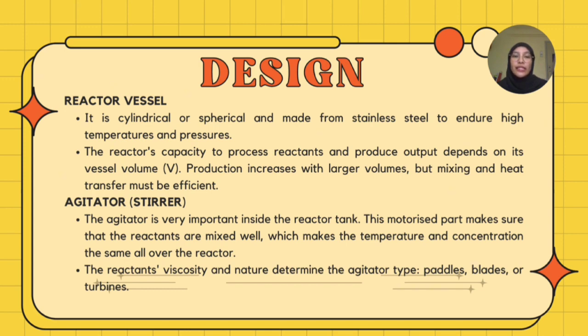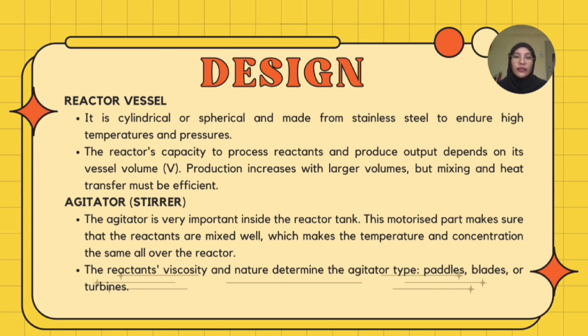The main components of a CSTR include the reactor vessel, agitator, inlet and outlet parts, heating cooling system, sensors, and control system. First, the reactor vessel, typically cylindrical or spherical and made from stainless steel, determines the reactor capacity. Larger volume allows greater production, but requires efficient mixing and heat transfer.